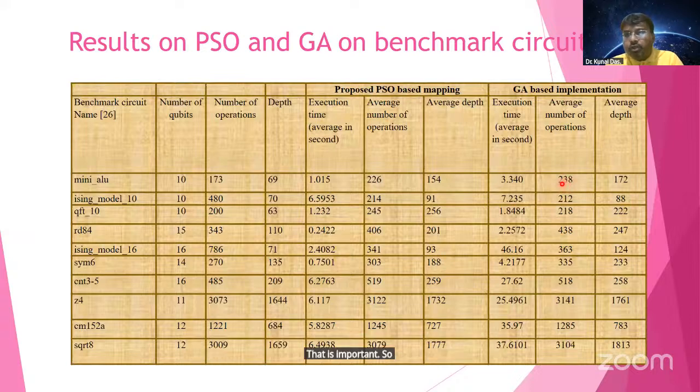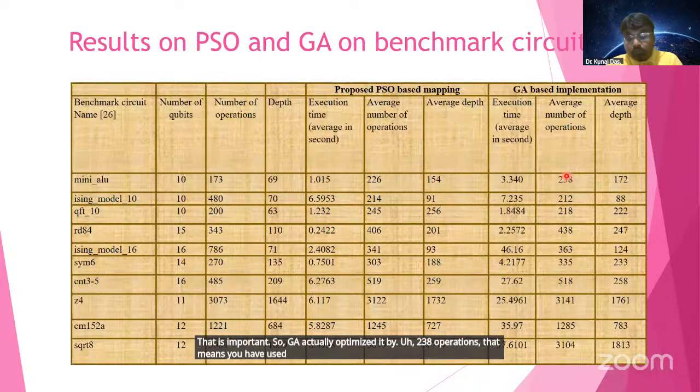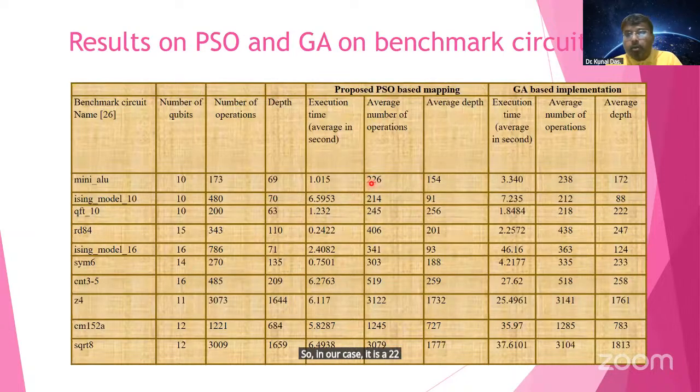So GA optimized to 238 operations. That means you have used Hadamard as well as swap gates. In our case it is 226. Okay, so average depth is also reduced. You can see that 172 is the average depth of GA, whereas our average depth is 154. So every transpiler circuit is reduced in our proposed model, and the highest depth, similarly, you can see is a little bit better compared to GA.